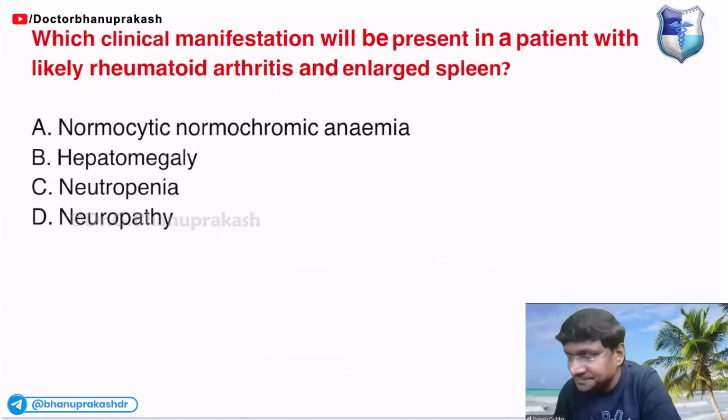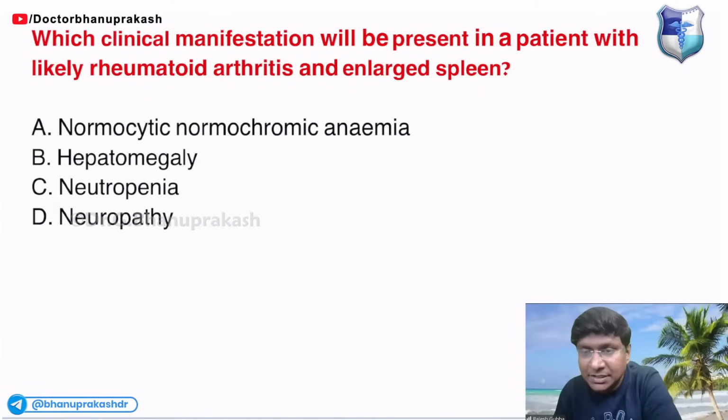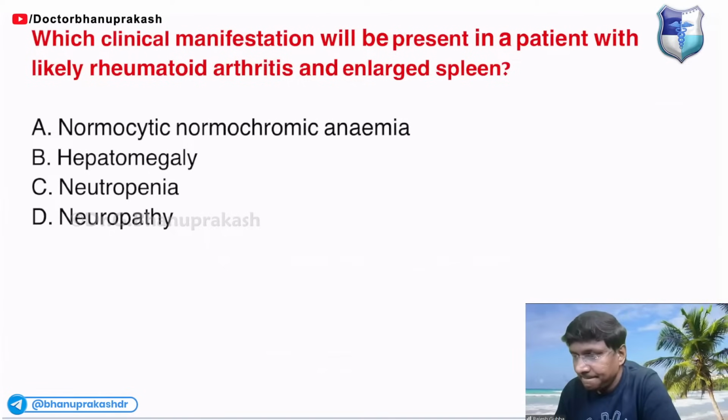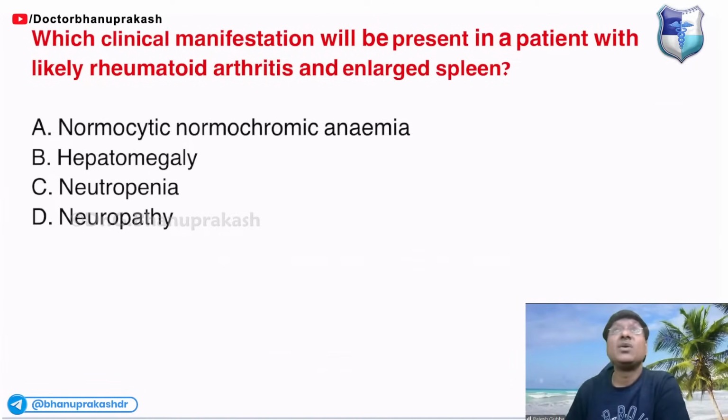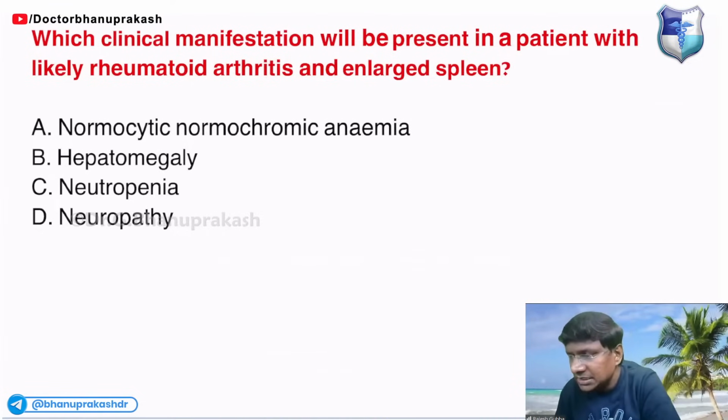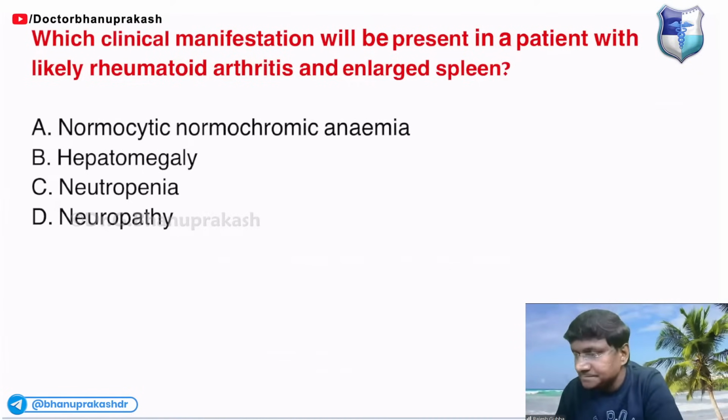Please answer this. Which clinical manifestation will be present in a patient with rheumatoid arthritis and an enlarged spleen? There's nothing actually, it's a completely quiet room, only the AC is switched on. No, the answer is not A.